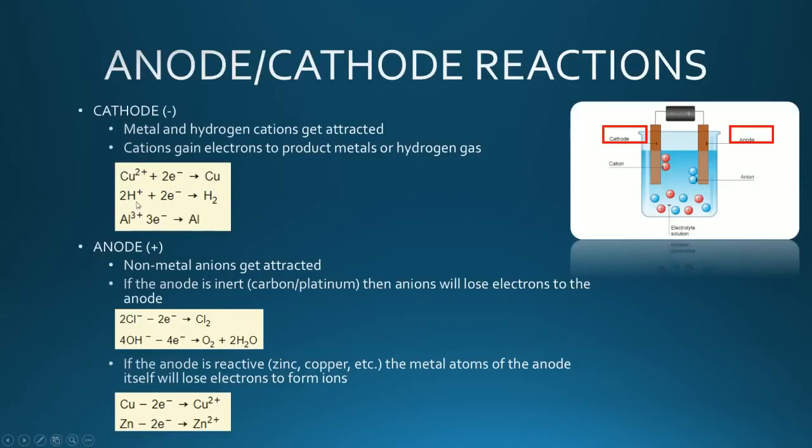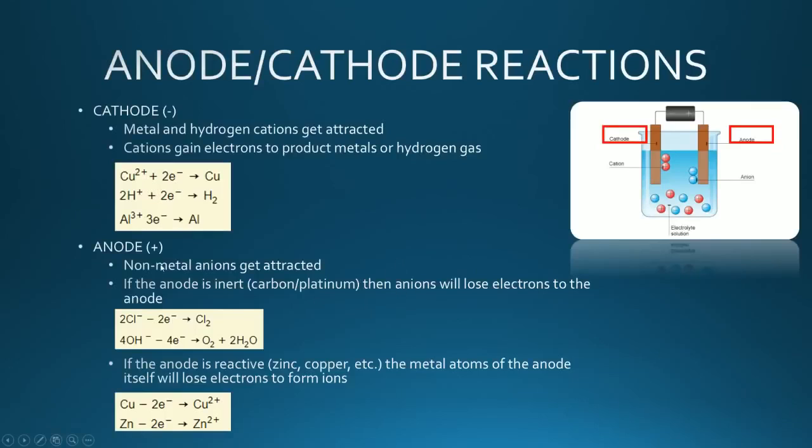Hydrogen, on the other hand, will again gain electrons, discharge itself, and form hydrogen gas, its molecular form. Aluminium, there's meant to be a plus in the middle here, but you get the point. It gains electrons again to form the aluminium metal at the cathode. The reaction happening at the anode is variable. It depends on whether the anode is inert, i.e. made of carbon or platinum, compared to whether it's not inert or reactive, whereby it's made of things like zinc or copper.